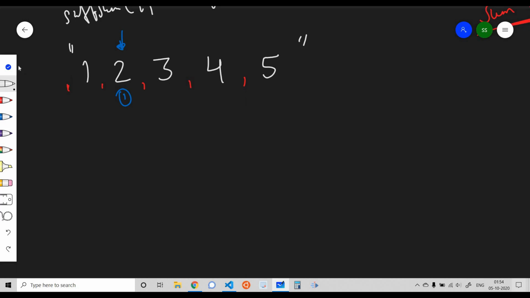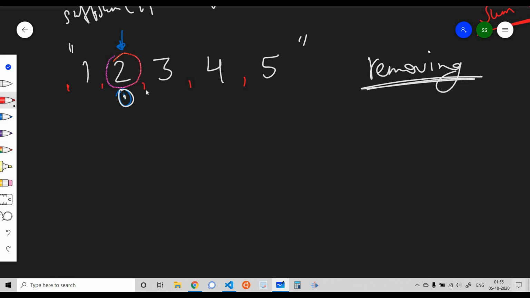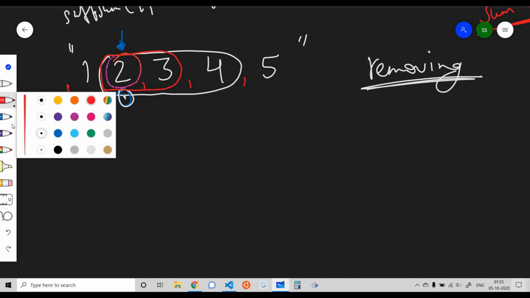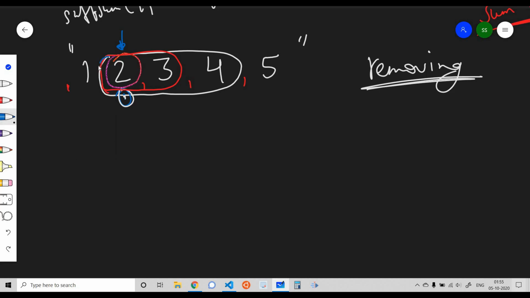Now I'll be talking about the substring which VOVA is removing. So if I'm talking about this index 1, which is having the element 2, then I would be considering the substrings: the first is only 2, the second one would be 2 and 3, the third one would be 2, 3, 4, and the fourth one would obviously be 2, 3, 4, 5.